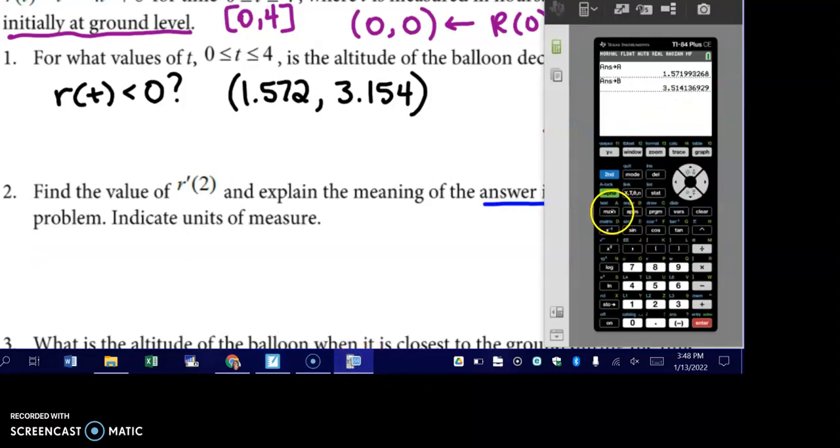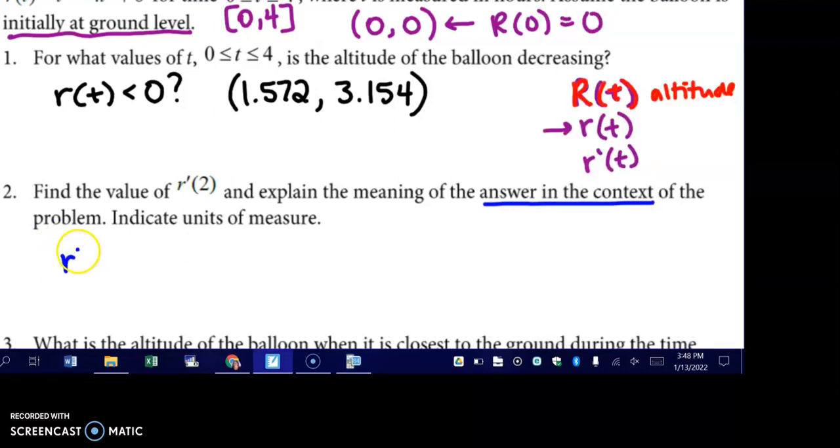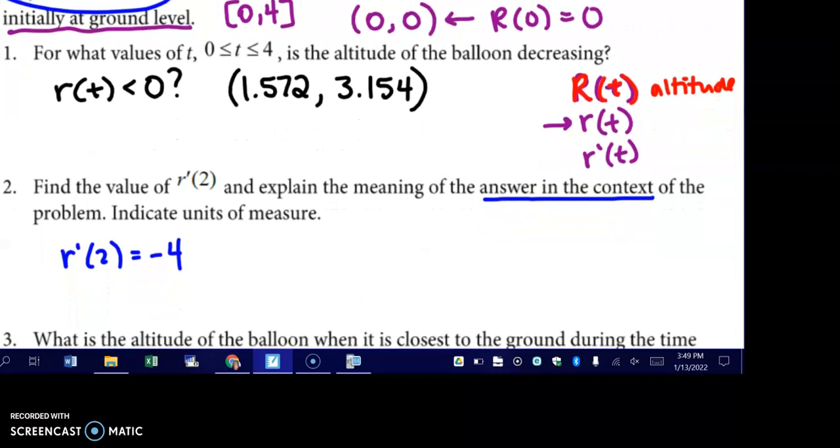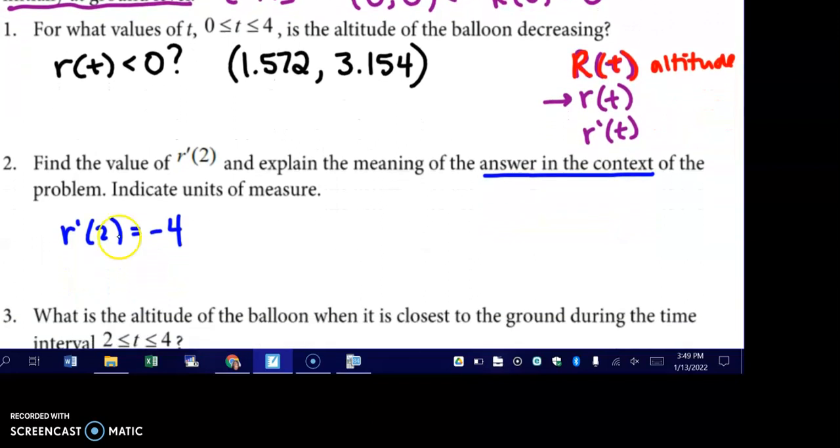If I wanted to find R prime of 2, I can just do math 8, take the derivative of alpha, no, try again. Take the derivative of alpha trace, there we go, y1, and I want to find that derivative at 2. Negative 3.999. Hopefully we are all smart enough to know that that really means R prime of 2 is equal to negative 4. Now, for this one, could you have found the derivative and then subbed in? Yes, you could have. The derivative here isn't that bad to find, but I'm going to let my calculator do the work. So R prime of 2 is equal to negative 4.